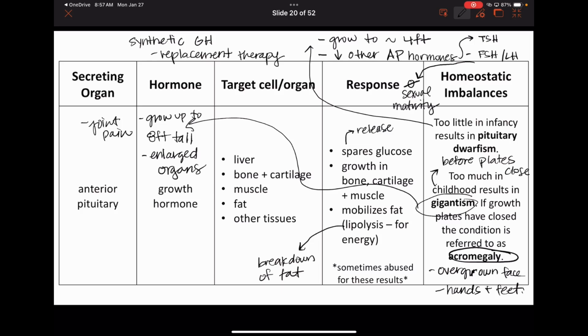So questions about the difference between gigantism and acromegaly. It's just about when it occurs. Both of them, it's too much growth hormone. Gigantism is during childhood before plates have closed. After plates have closed, it's called acromegaly. Questions about that? Okay. Anybody still need these notes up here?